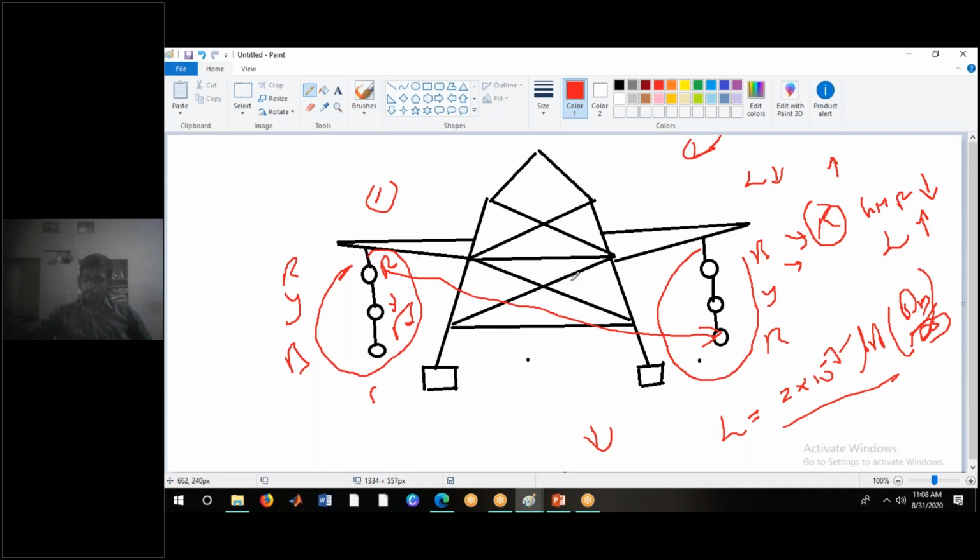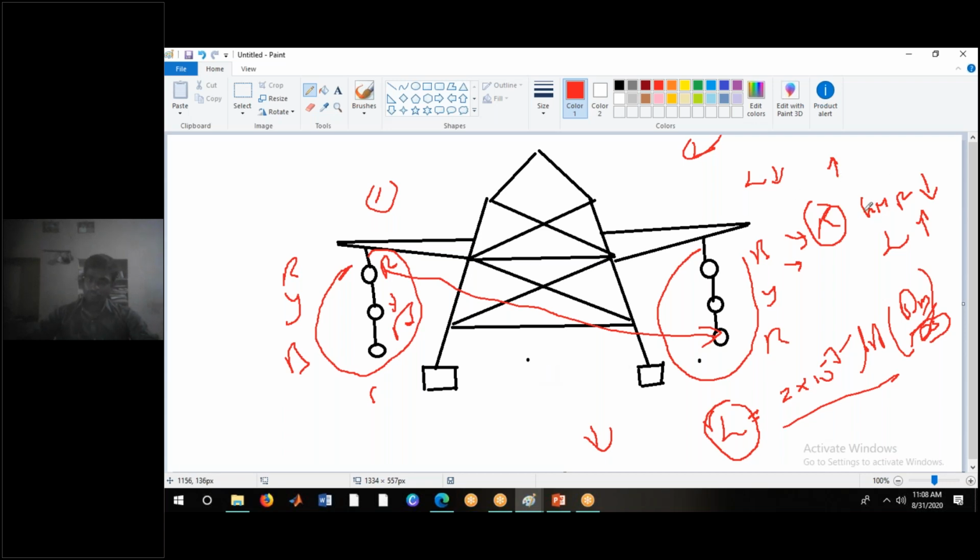If the distance increases, the flux linkage will be reduced automatically. Inductance is also reduced. Due to this, the power losses will be comparatively reduced in three-phase transmission lines. So this is why, generally, in three-phase transmission lines we use the double circuit.